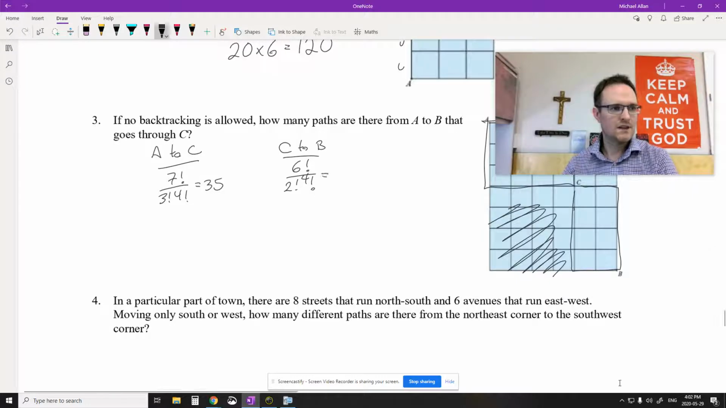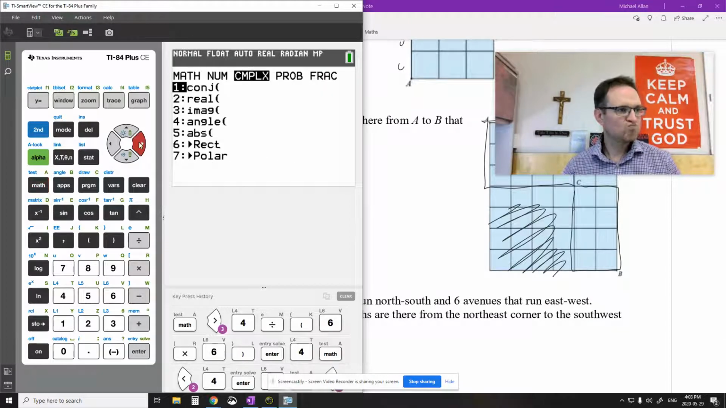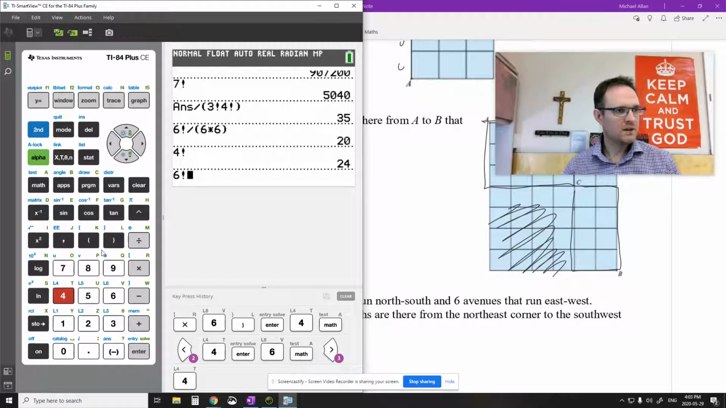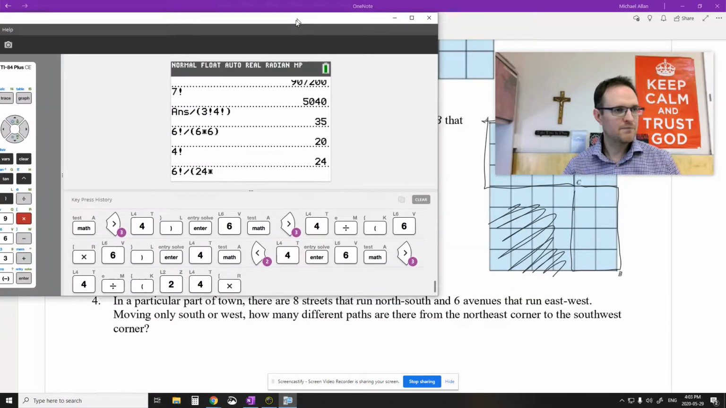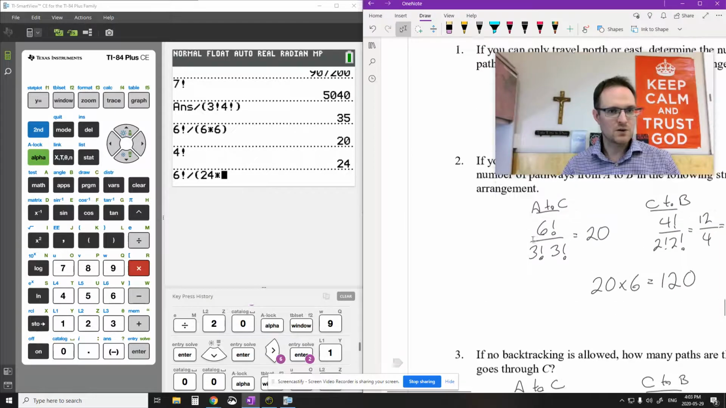Okay. What is this one? I'm going to have to just type this in my calculator here. So 6 factorial, divided by 24 times, what was it? 24 times 2. Okay. So I'm just using the knowledge of 4 factorial, which we had to figure out up here.